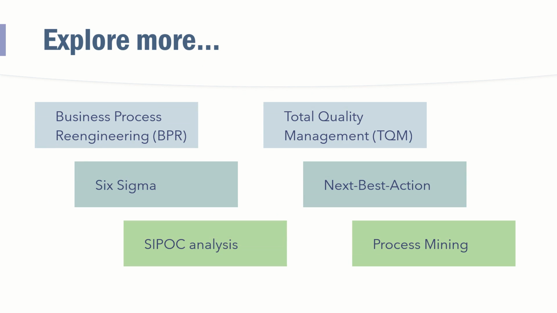If you'd like to explore more, there are quite a few disciplines that exist today: business process reengineering, total quality management, Six Sigma, SIPOC analysis. And for really advanced tools, check out the ideas about next best action, where you use analytics to determine the next process steps, and process mining that helps you to really understand the current process that runs today rather than what people say it is.